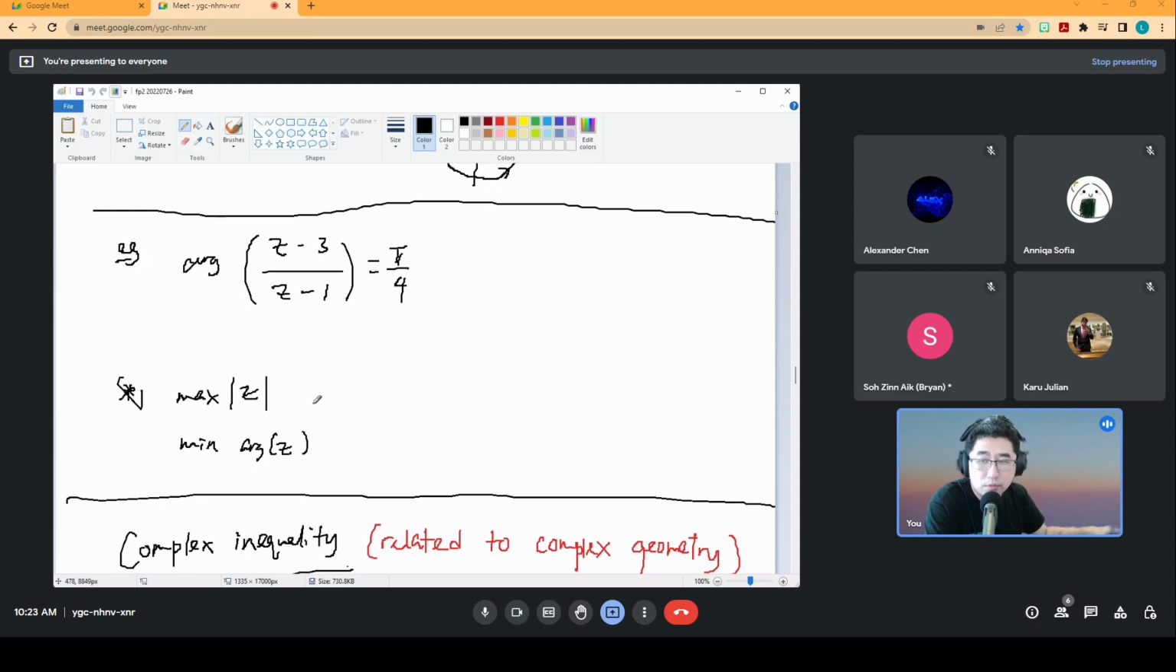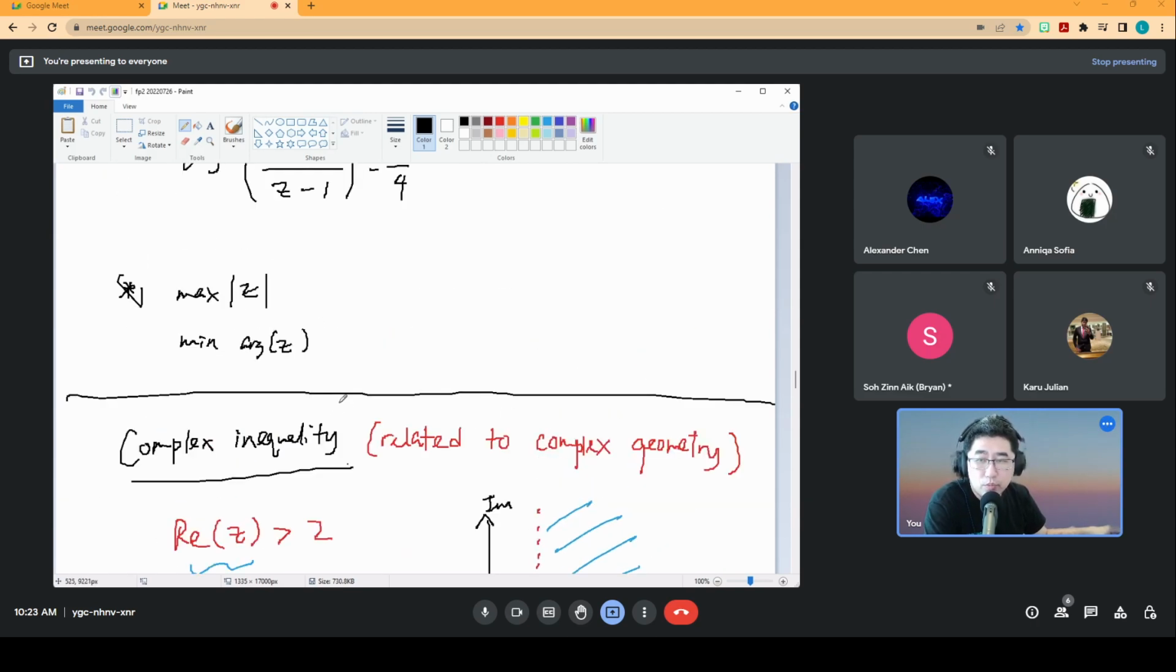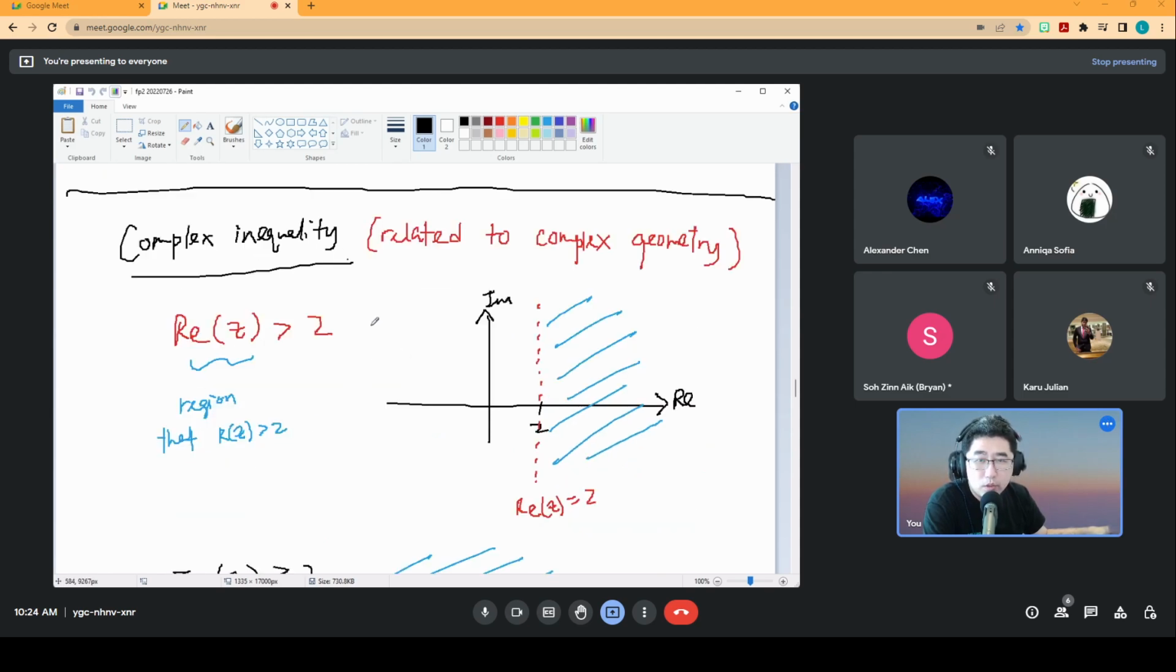We have maximum and minimum questions. When you do this P3 question, you will see that this type of question appears: the maximum angle, or maximum distance or minimum distance. Then after that we also have complex inequality, that is related to complex geometry.